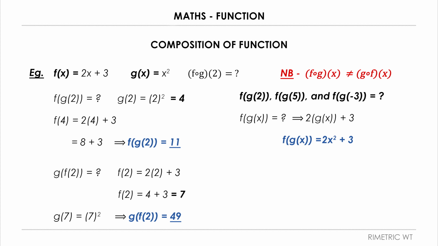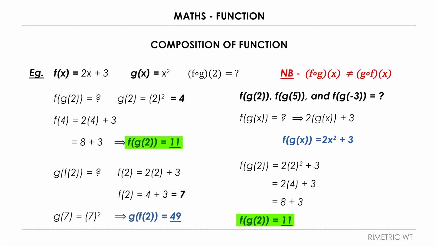Now, to find f of g of 2, we simply substitute 2 into x of the composite function 2x squared plus 3, which will be 2 times 2 squared plus 3, which is 2 times 4 plus 3. 2 times 4 is 8, so we get 8 plus 3, which is 11. As we can see, we obtained the same value as we did when we evaluated each function separately. For the other required values, such as f of g of 5 and f of g of negative 3, we can simply substitute the given values into the composite function.